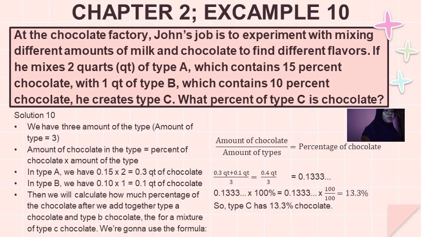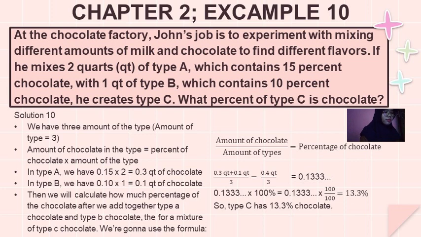Example 10. At the chocolate factory, John's job is to experiment with mixing different amounts of milk and chocolate to find different flavors. If he mixes two quarts of type A, which contains 15% chocolate, with 1 quart of type B, which contains 10% chocolate, he creates type C. What percent of type C is chocolate?